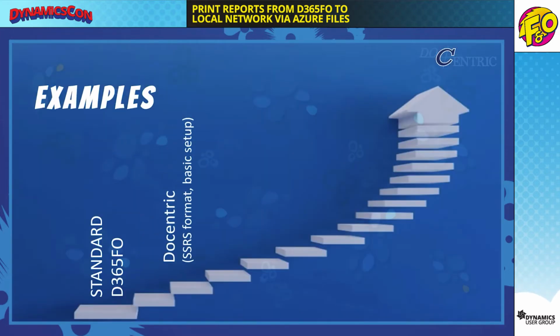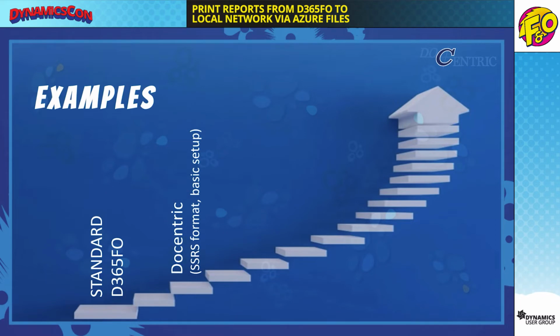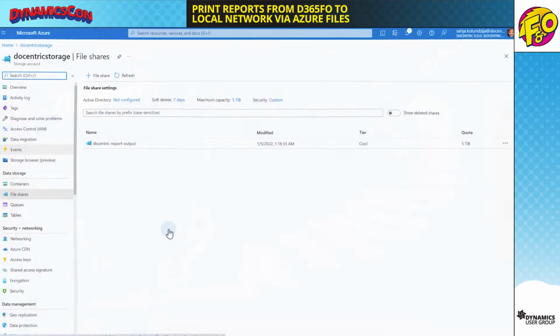In the second example, we will save the same SSRS format-based document to an Azure Files share. We will go with the simplest possible setup. Remember my Docentric storage, and in particular among the file shares, this one here that I'm going to use for the example. This Azure account is external to my D365, which means for using it, and I will use it for this demo, I need the full Docentric edition.